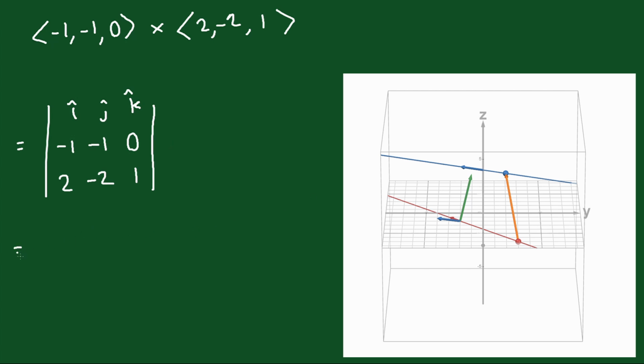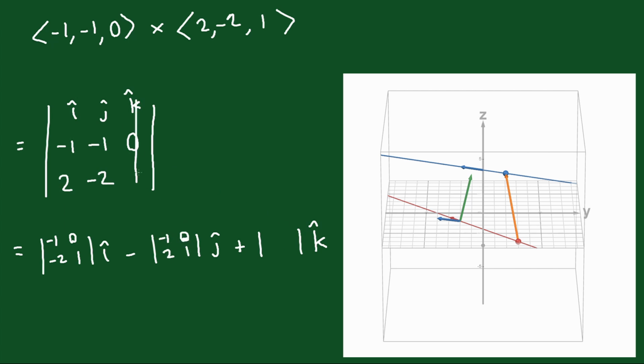Now what will this equal? It equals your small matrix times I minus small matrix times J plus small matrix times K. What numbers go here? You cross out I, you're left with -1, 0, -2, 1. Over here, same thing. You cross out J, you're left with -1, 0, 2, 1. For K, you cross out K, you're left with -1, -1, 2, -2. Now we do these calculations.